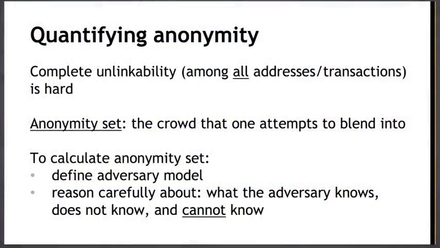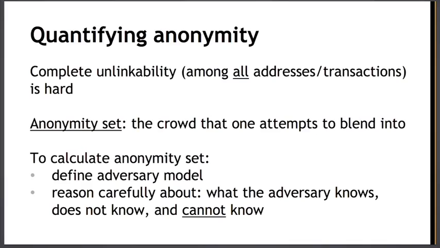So let's make this a little bit more concrete now. And this is how we quantify anonymity. We usually don't try to achieve complete unlinkability, which is unlinkability among all possible transactions or addresses in the system. But instead, we go for something more measured. We try to maximize the size of our anonymity set. The anonymity set is the size of the crowd of other addresses or transactions that we're trying to hide in.